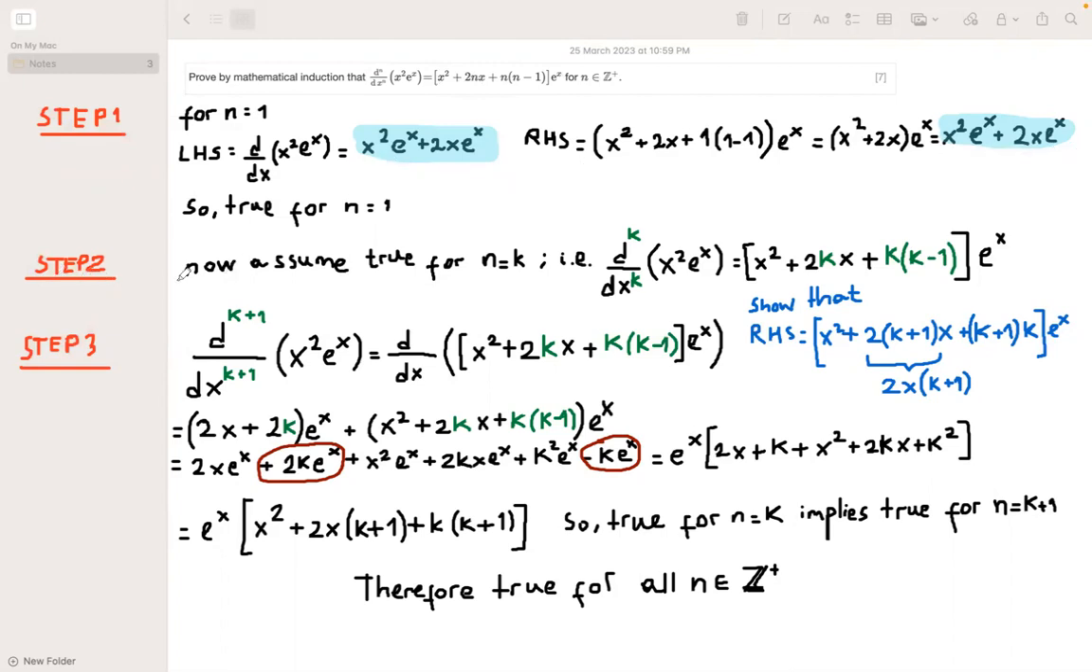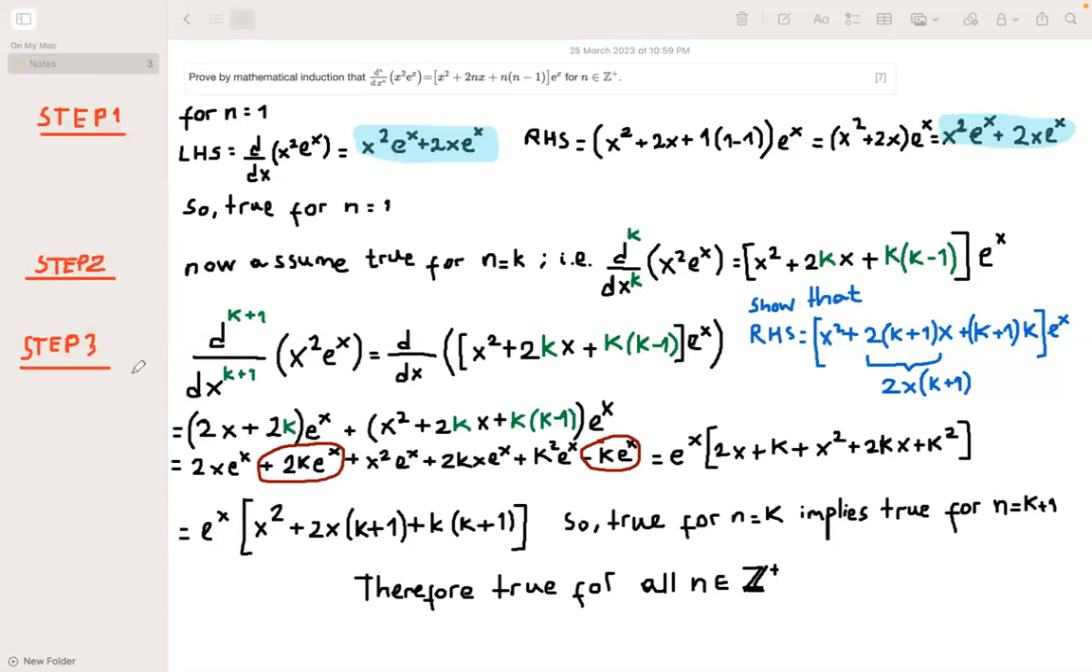In the next step, I'm going to assume that it's true for n equal to k. If n equals k, then all I have to do is change n with k. The power here is n, so I'll change it to k. And here I also have n, so I'll change it to k. Wherever I see n, I replace it with k. So instead of n, I have (k minus 1) e^x.